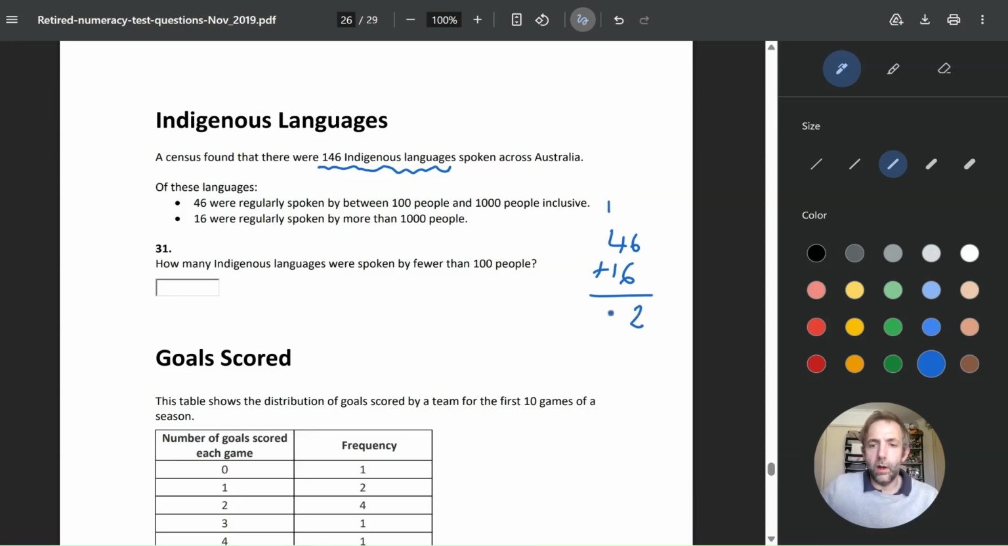1, 4, and 1 make 6. So that's 62. But there's quite a lot of languages missing at the moment. We need a difference, and difference is a clue to tell you to subtract. So if you do 146, subtract 62, again, I'm doing it in a column.